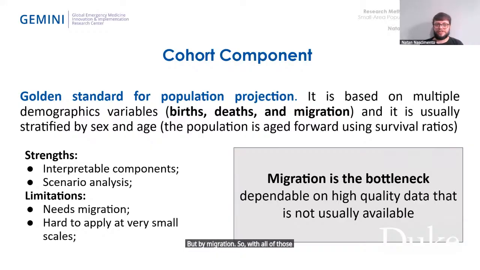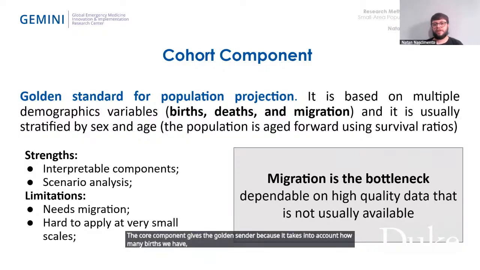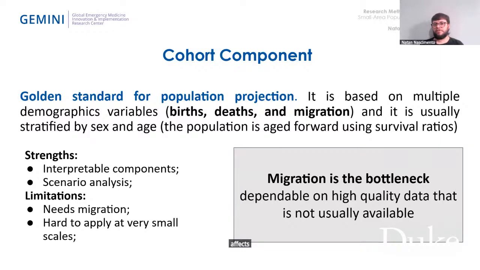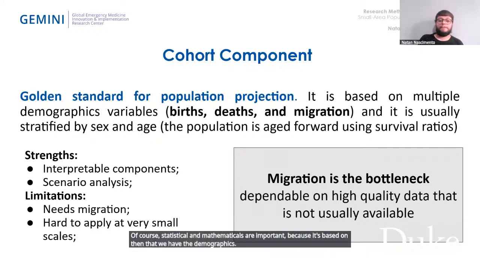So with all of those understandings, the cohort component gives the golden standard because it takes into account how many births we have, how many deaths we have, and how the migration affects this population growth. We also tend to stratify by sex and age because the dynamics of sex and age are very different. And here is where we get to the strength. It's a scenario analysis. Like I said, you cannot use statistical or mathematical methods expecting them to be better than a demographic component. This takes into account how the demographics exist right now. Of course, statistical and mathematical methods are important because it's based on them that we have the demographics, but they don't tell the whole story.